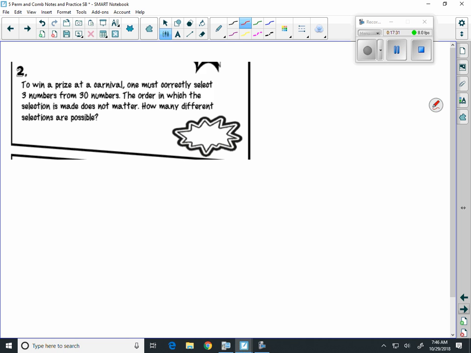All right, number 2, to win a prize at a carnival, one must correctly select 3 numbers from 30 numbers. The order in which the selection is made does not matter. That's how we know it's a combination and not a permutation. How many different selections are possible? So here's how we would write this. We have our big C. What's going to be my N? My big number.